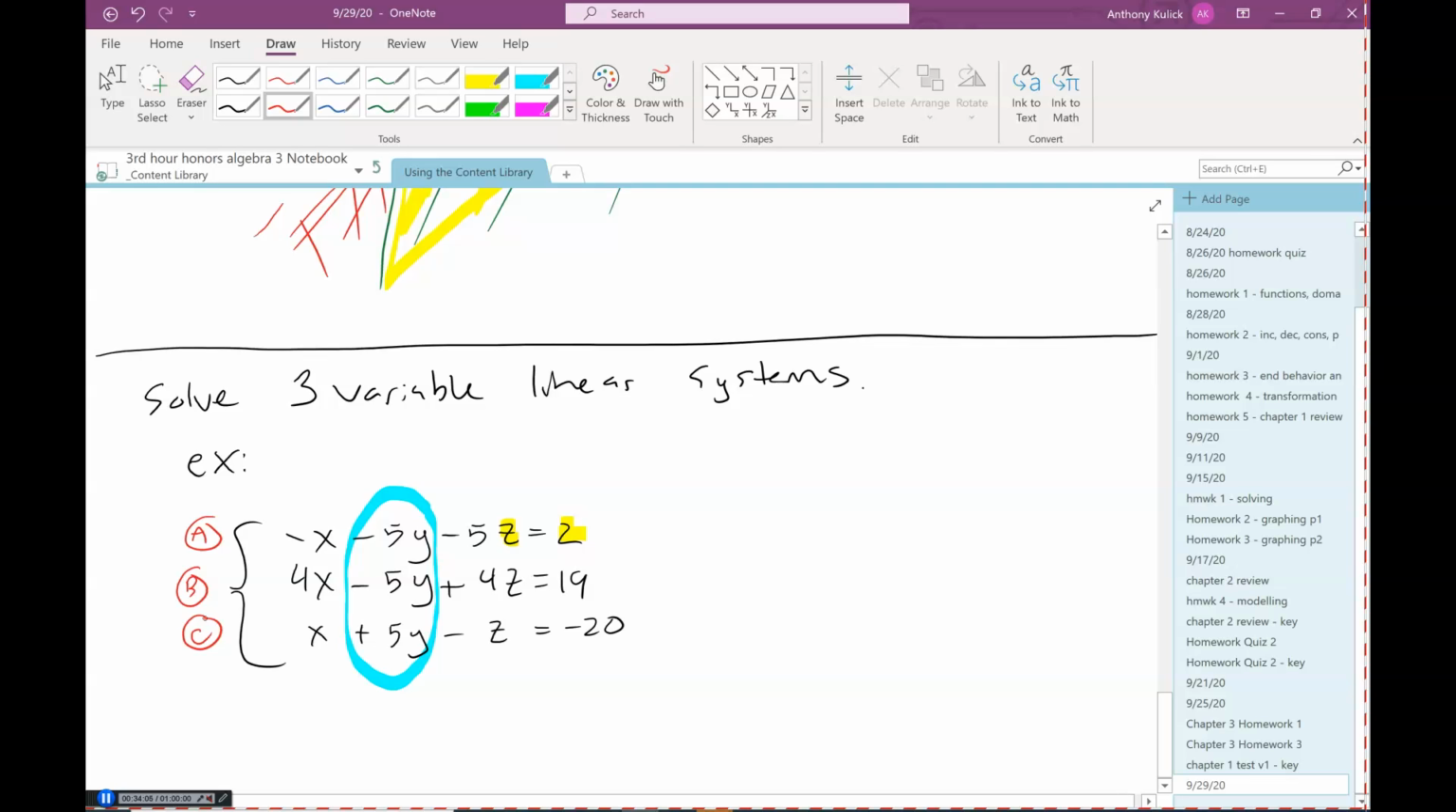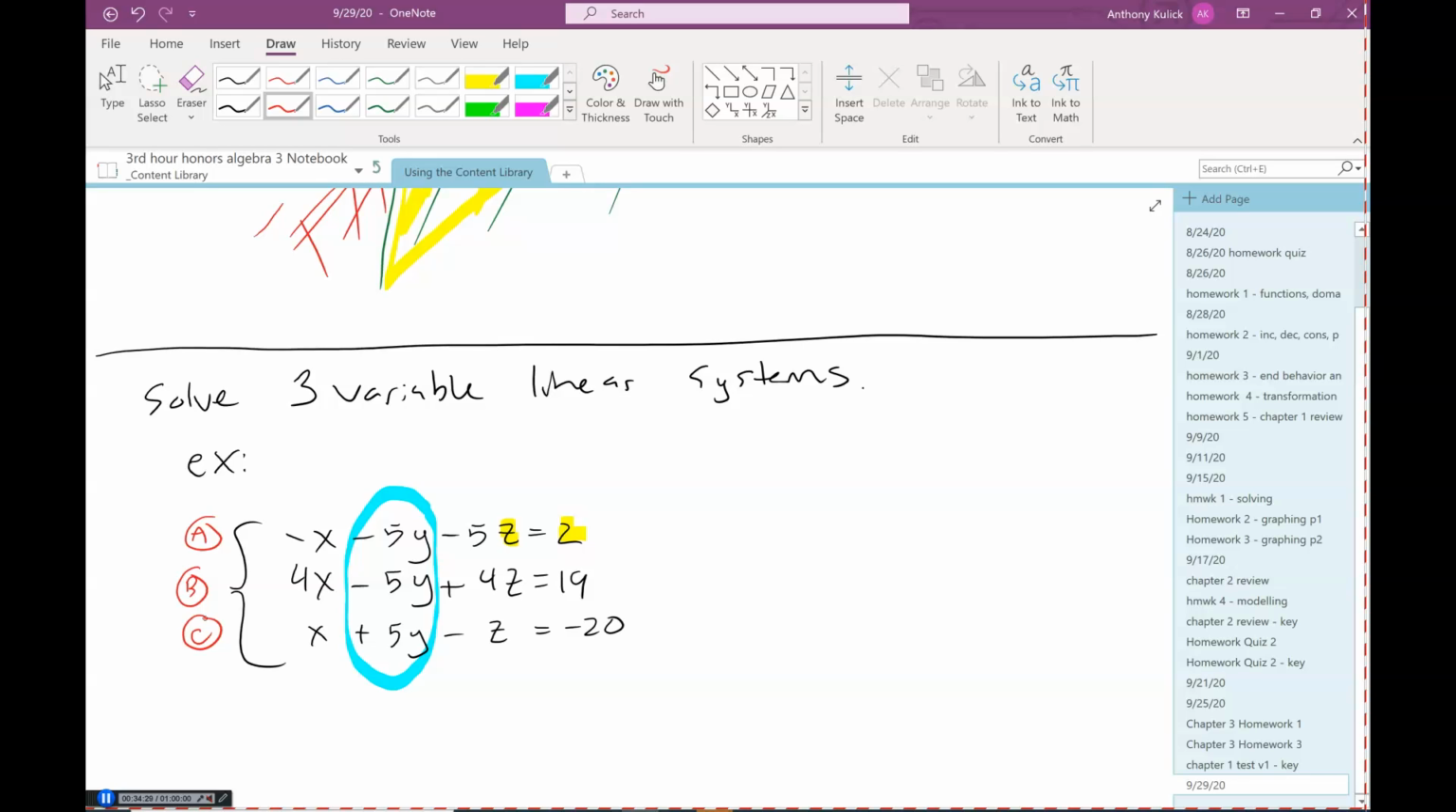No. There's lots of different ways you could have gone. You could have eliminated x first. You could have eliminated z first. You could have done different things to eliminate x and z. It doesn't really matter. You just have to pick one variable to eliminate first. My suggestion to you is take a look at it and see which one looks like the easiest one to eliminate and do that.